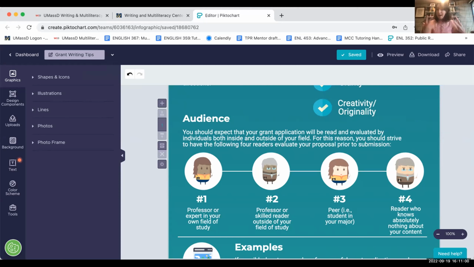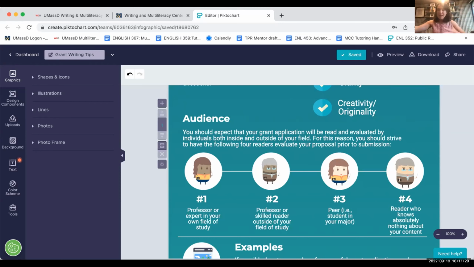So I would be happy, again, to read those STEM grants and tell you how it's coming across to me as someone with no expertise in that area. And then audience number 3 would be a peer, like a student in your major, someone who's in your program, because they also could give great insight into that subject area. And then audience number 4 is a reader who knows absolutely nothing at all about your content.